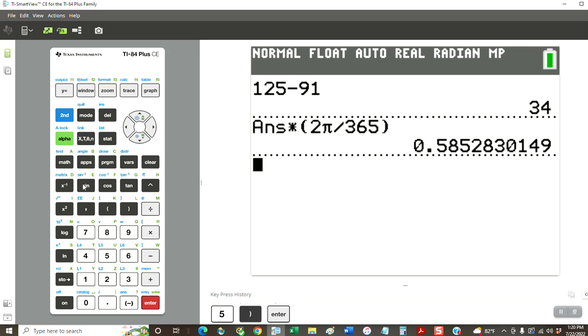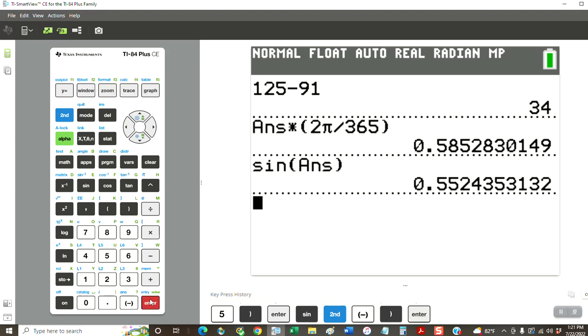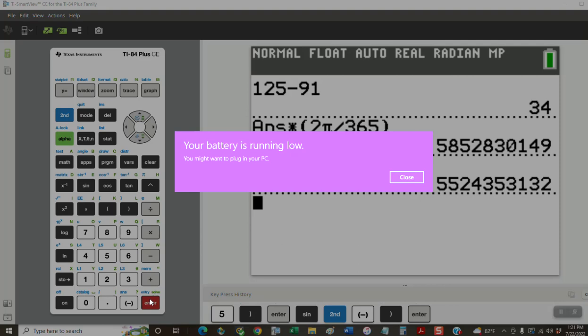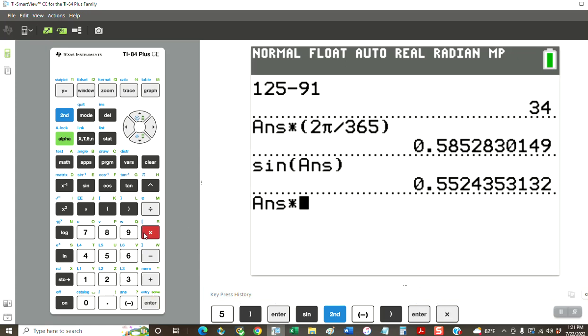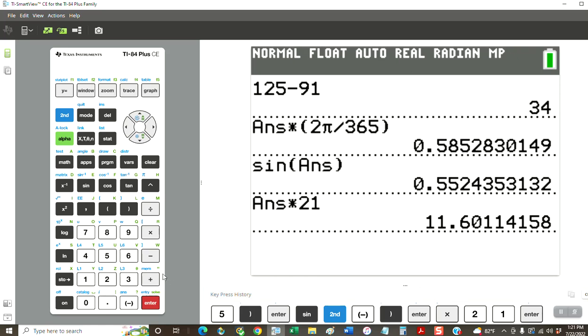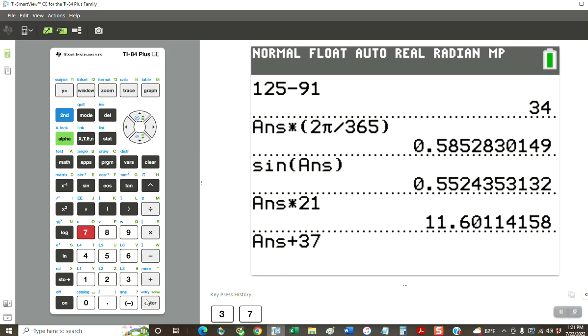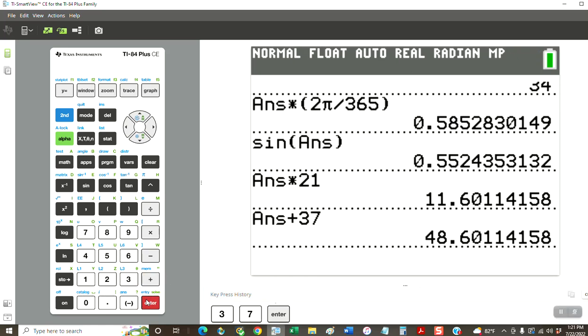So when I take the sine of this value in radians, this is the percentage of the amplitude that I'm positively going to be adding to the moderate temperature of 37 degrees that just occurred. So when I multiply that by 21, that's the amplitude, I get the amount that I'm going to be adding to the moderate temperature of 37 to arrive at 48.6, which is the average temperature in Fahrenheit for May 5th, the 125th day of the year.